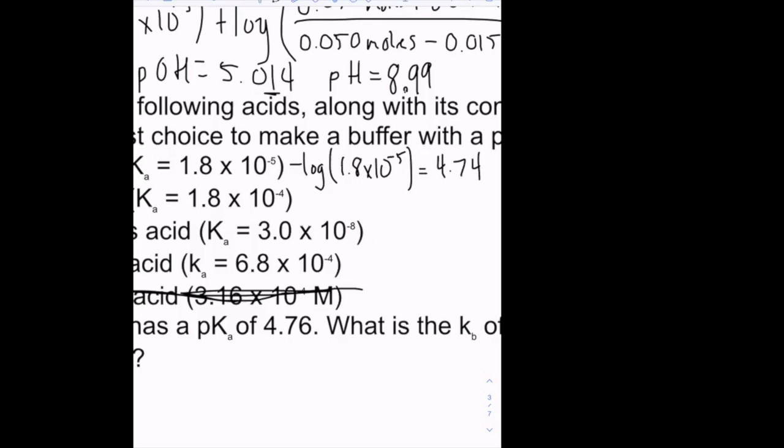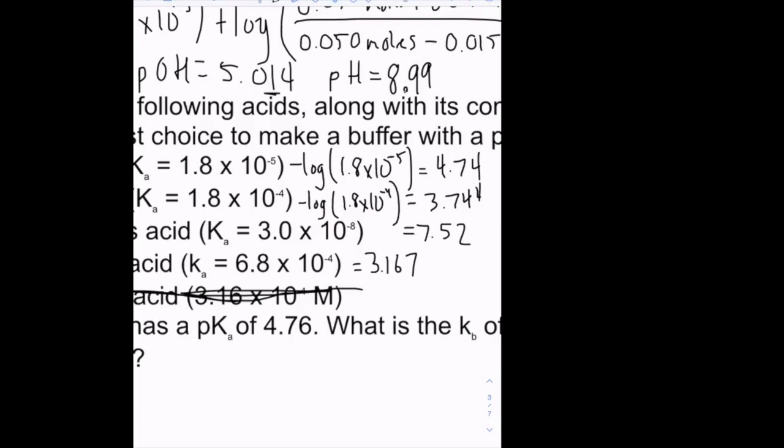If you take the negative log of this one, 1.8 times 10 to the minus 4th, this one gives you 3.744. This one, if you take the negative log of 3 times 10 to the minus 8th, you end up getting 7.52. I'm not going to write this out again, but I'm just going to write this value of 7.52. And then for the last one, if you take the negative log of that, you end up getting 3.167.